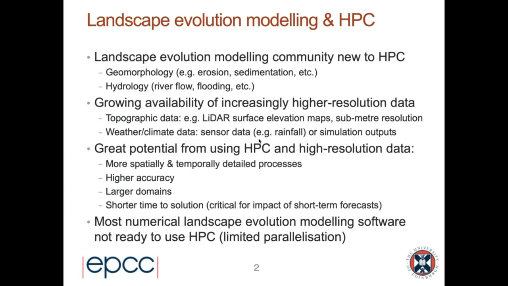So we want to be able to do this, but the fact of the matter is that a lot of numerical landscape evolution modeling software is not really ready for primetime HPC use yet. It's mainly because there's just limited parallelization that's been implemented so far. But this is a real growth area. And the project that I'm reporting on, this ECSE project, is one move in this direction.